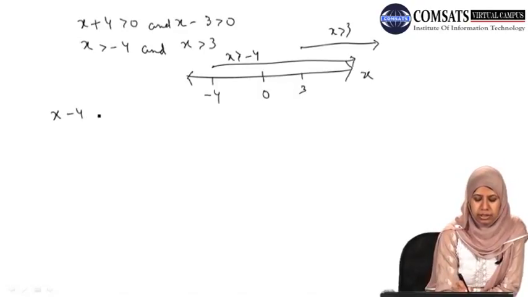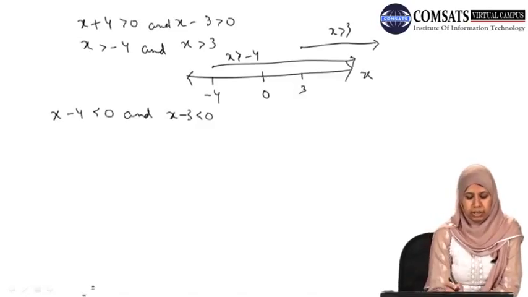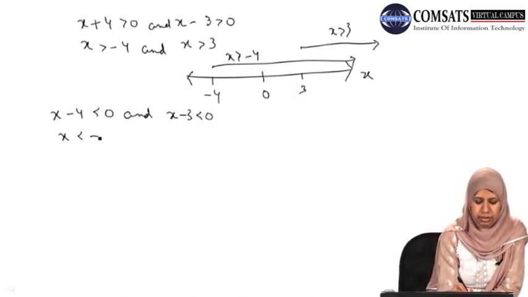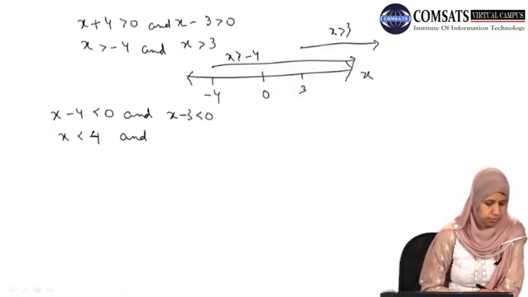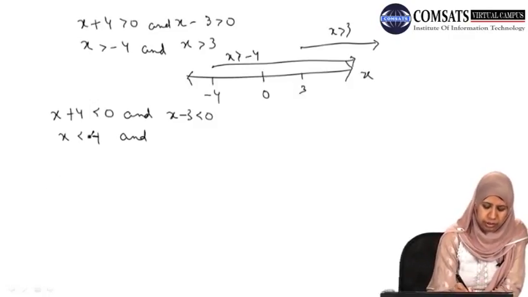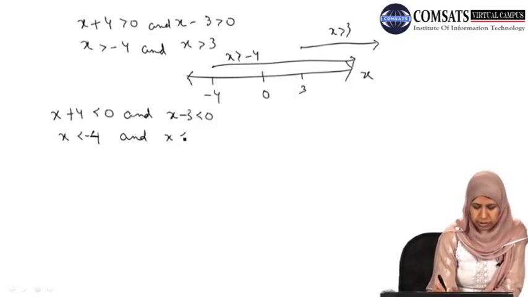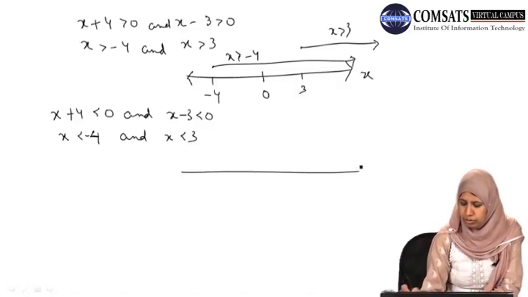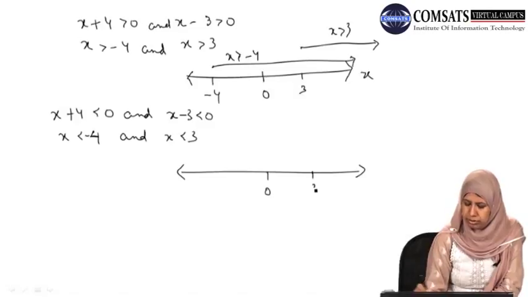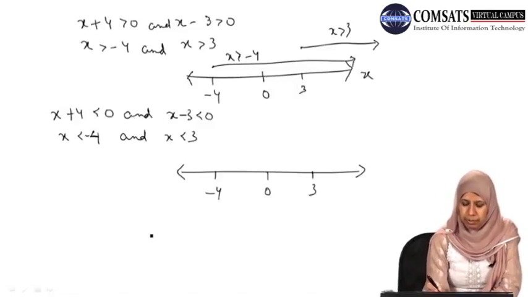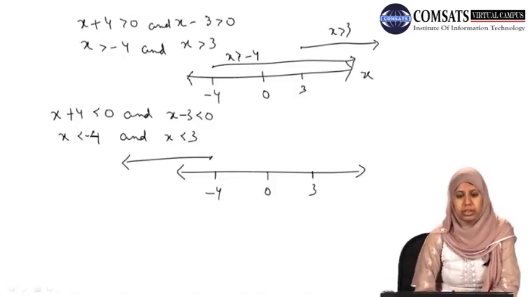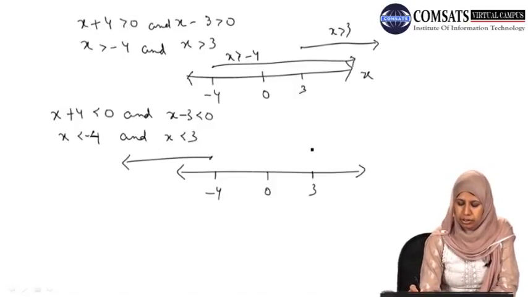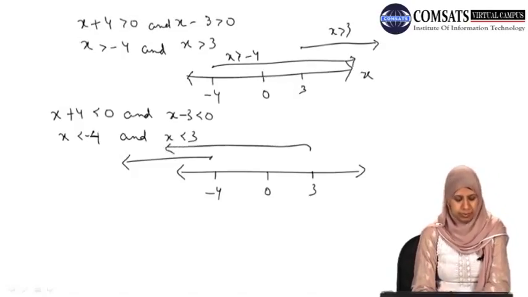Second case, when both are negative, that is x plus 4 less than 0 and x minus 3 less than 0. Simplifying, x is less than minus 4, we have here plus 3 and here minus 4, and x is less than 3. Back to our diagram. X is less than minus 4 means from here onwards. X is less than 3 from here onwards.